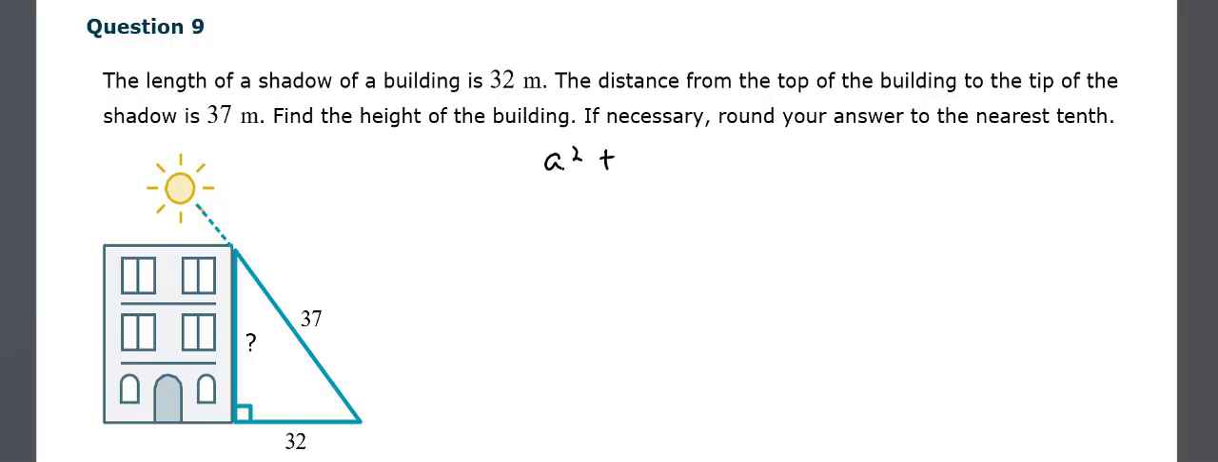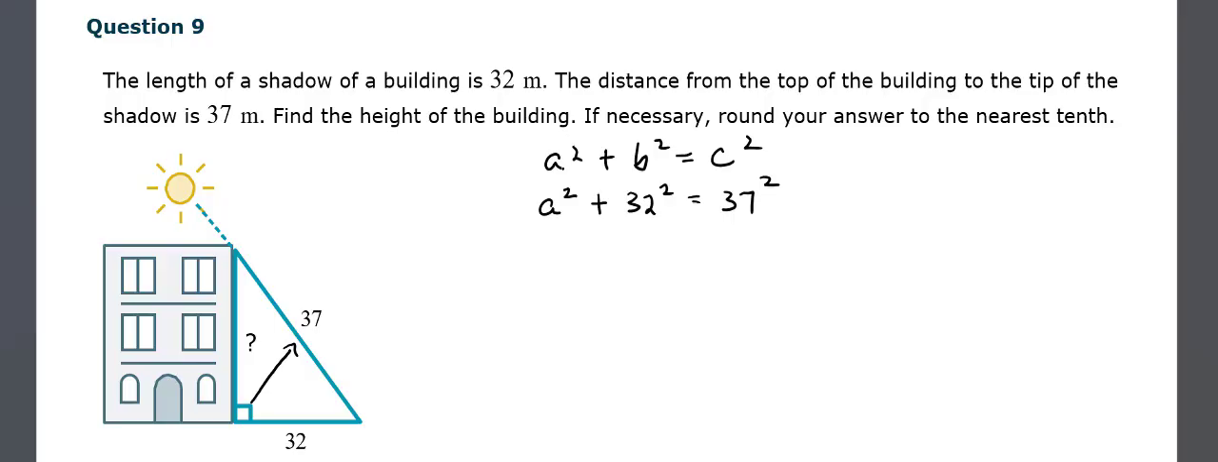A squared plus b squared equals c squared. And remember, locate your hypotenuse, and that's opposite the right angle. So our longest side, our c, our hypotenuse is 37. So we're looking for the height of the building, and we know the other leg is 32 meters. So we have a squared plus 32 squared equals our hypotenuse, which is 37 squared.